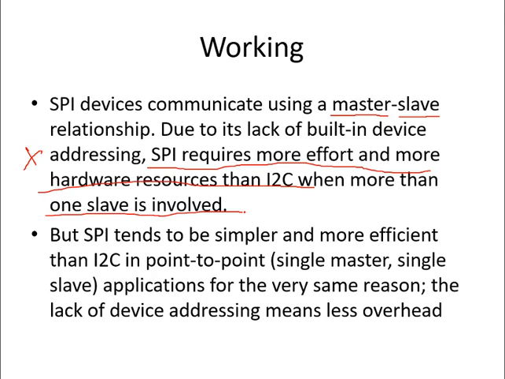But SPI tends to be simpler and more efficient than I2C in point-to-point applications. Point-to-point means one master and one slave, or one master and more slaves. That is why it is said that for less number of devices, you should always go for SPI. For the very same reason, the lack of device addressing means less overhead. So you don't have to every time start the communication with the address of the slave, because only a hardware line is used to connect the slave there. How it is used, we will see in the next slides.